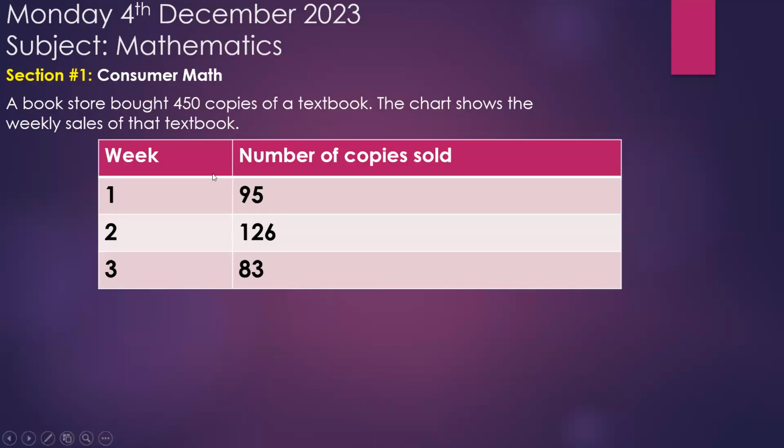So the table has headings. The first one is week: week one, week two, week three. And the next one is number of copies sold. So you have 95, 126, and 83. Yes, Clement? Do you write the sentence on top of the graph? Yes, you write it on top of the table.